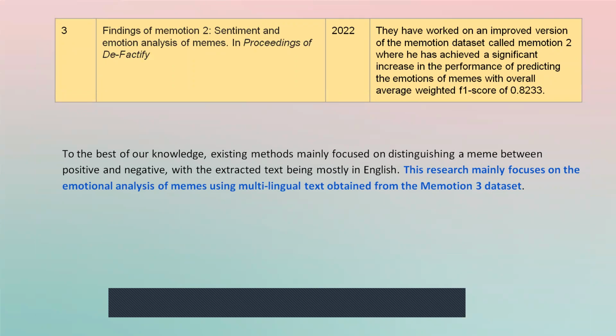In the third paper, the author used the second version of the Memotion dataset, which consists of around 10,000 images, but the text was limited to the English language. The author also obtained a very high weighted F1 score of 0.8233. To the best of our knowledge, there are very few works focused on memes, and only one or two existing methods focus on analyzing memes with their OCR text in Hindi and English. So we are focused on memes with text in English and Hindi.